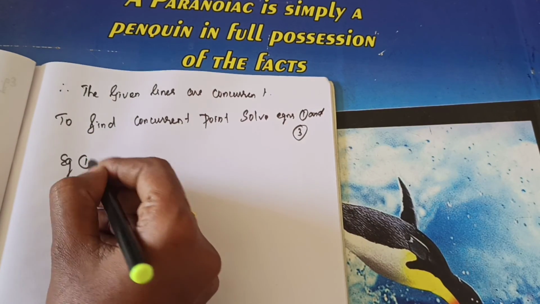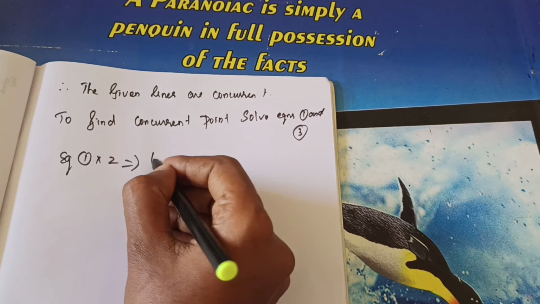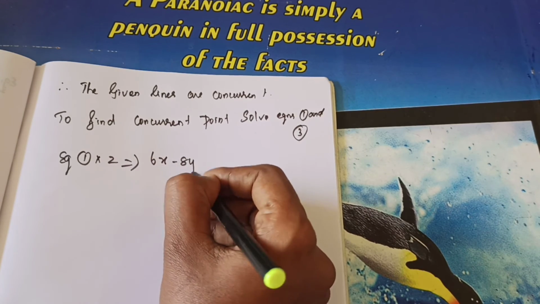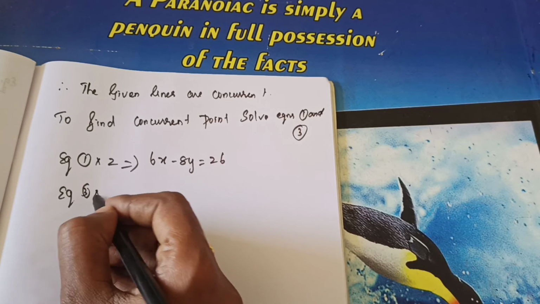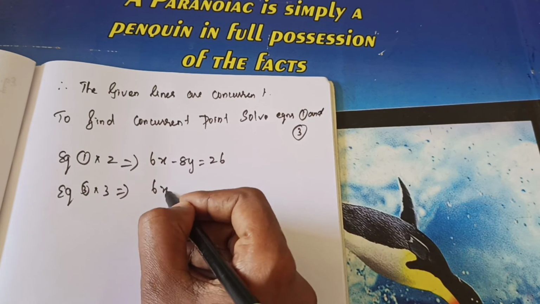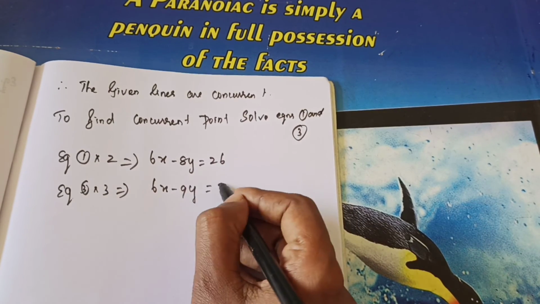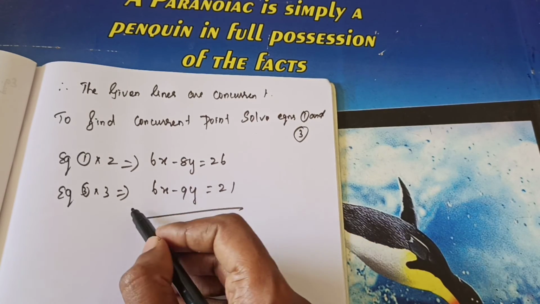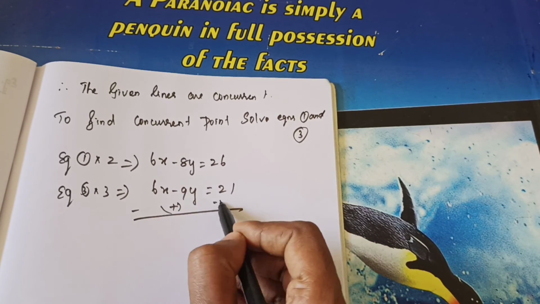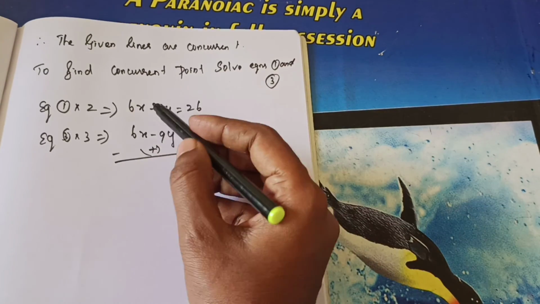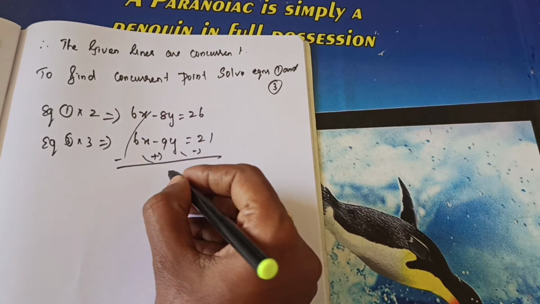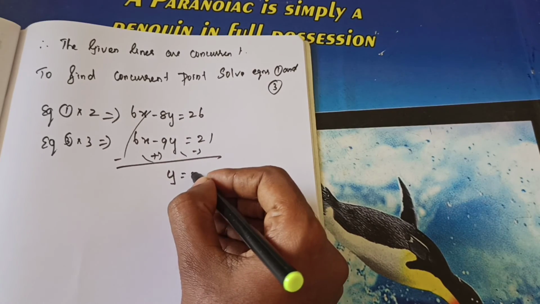So equation 1 into 2 you can substitute, you will get 6x minus 8y is equal to 26. Then equation 3 you can multiply with 3, so it will become, because of that I am skipping, simply 21. Okay, so what will happen? Minus, plus; these are all the things you have learned in 10th standard, is it right? So this will get cancelled. So what's the answer? y is equal to 5.